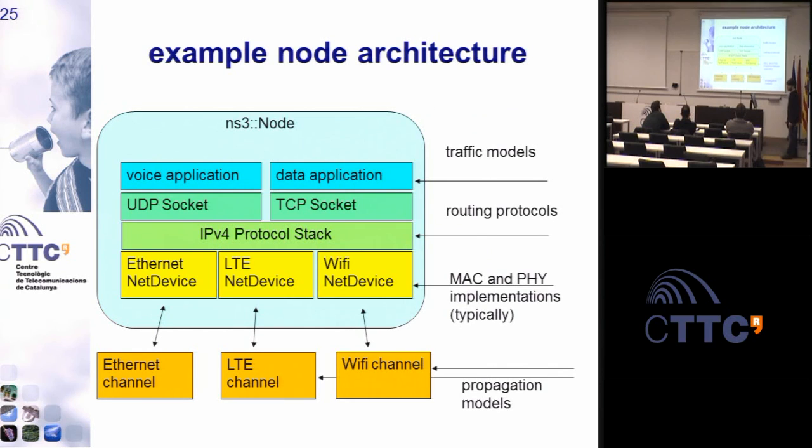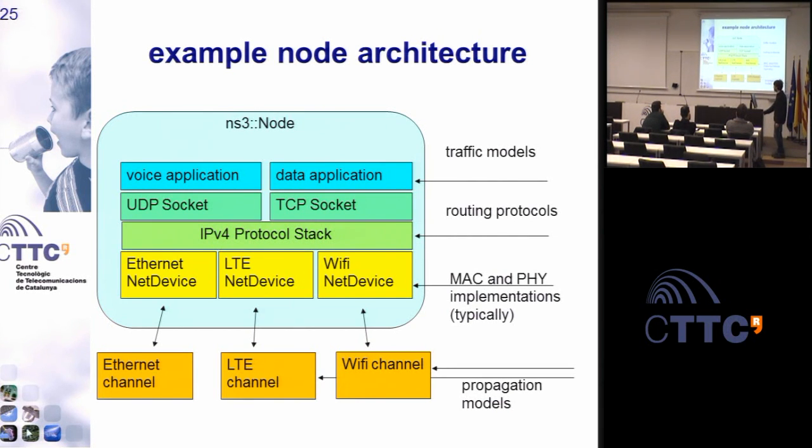And here is a picture that describes the architecture of the node. Again, it is evident here that there are applications which can be of different kinds. Then we use sockets to talk to the networking stack. And then below the networking stack, we have devices which can be of different kinds. In this example, we see that there are Ethernet devices, LTE devices, and Wi-Fi devices.